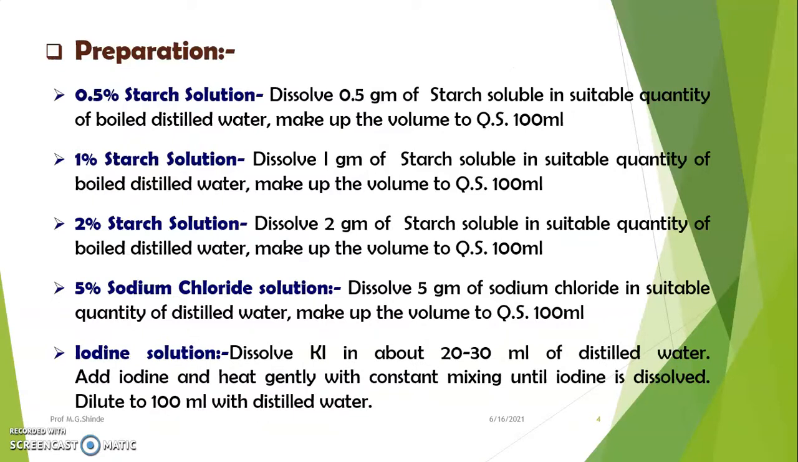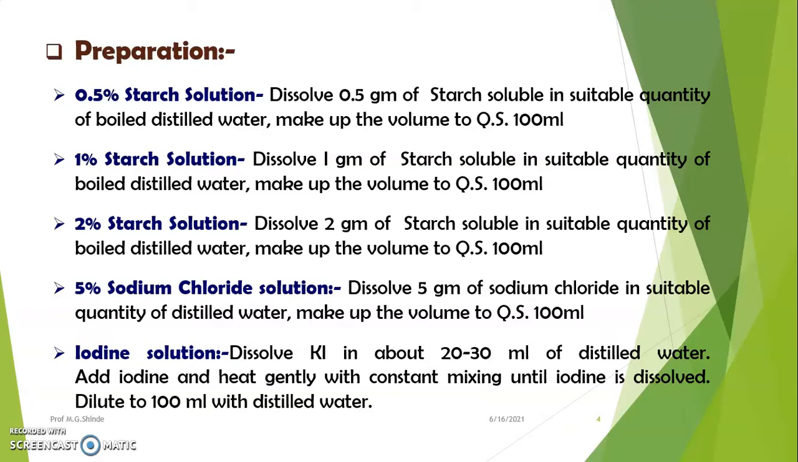Now the preparations. We have to prepare 0.5% starch solution by dissolving 0.5 gram of soluble starch in a suitable quantity of boiled distilled water and make up the volume with distilled water to quantity sufficient 100 ml. Similarly, we have to prepare 1% and 2% starch solutions. We also have to prepare 5% sodium chloride solution. Dissolve 5 gram of sodium chloride in a suitable quantity of distilled water and make up the volume to quantity sufficient 100 ml.